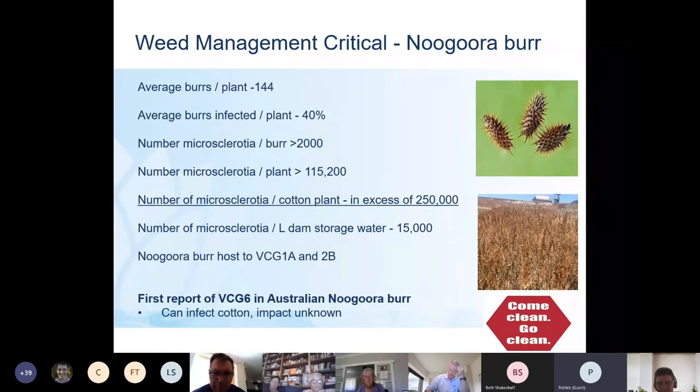Also, don't forget the impact of the pathogen being transported in your water. The number of Microsclerotia per litre of dam water is 15,000. Now, we do know that Noogoora burr is a host to VCG 1A and also 2B, but I have just submitted a first report of VCG 6 in Australian Noogoora burr. I can confirm it does infect cotton, but I have not done pathogenicity testing, and the impacts of this new VCG in the cotton growing systems remains unclear at this stage.